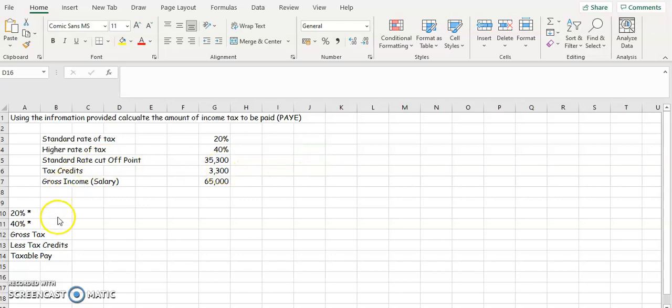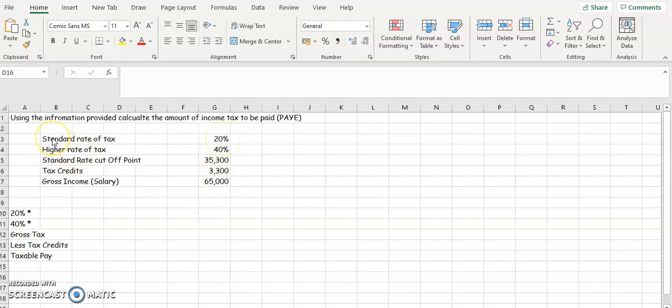Okay, so let's have a look at this question on how to calculate the income tax or the PAYE for a particular person. So using the information provided, calculate the amount of income tax to be paid. Now it'll always give you these pieces of information for you to calculate the question.